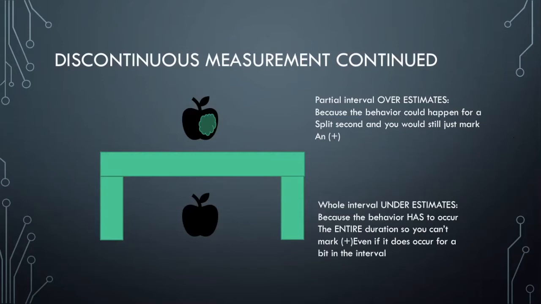So anyway, overestimates. Whole interval, because the behavior has to occur the entire interval for it to be marked, it has to be engaged in for the full 10 seconds, it will underestimate, because we cannot mark it as occurring if it only lasted 9 seconds. And that is something that they will ask on the exam.